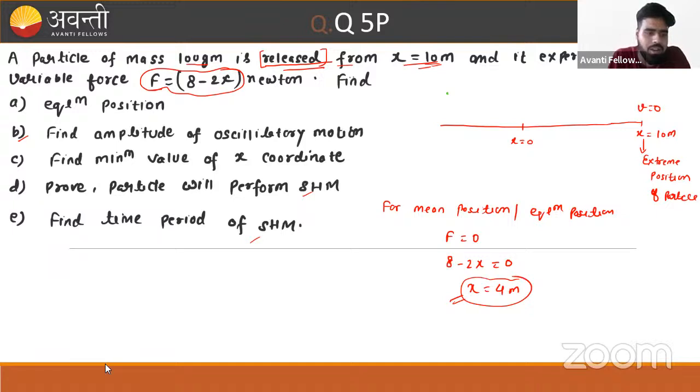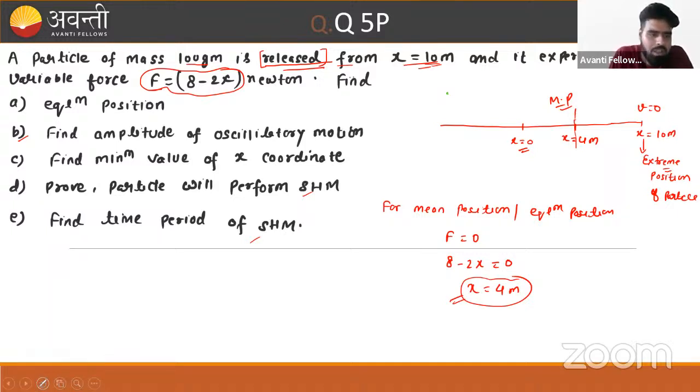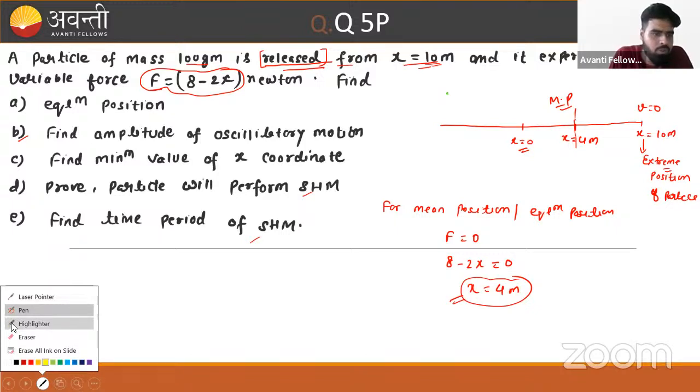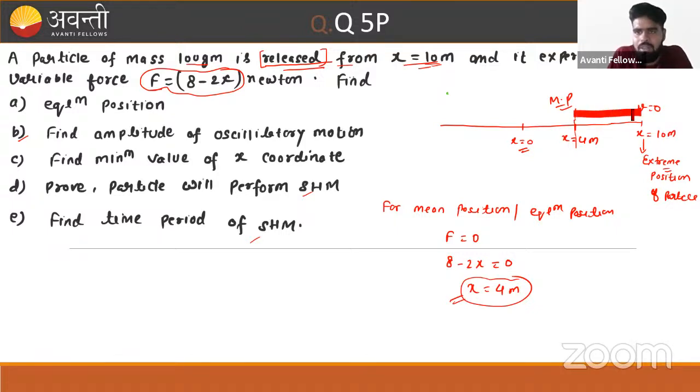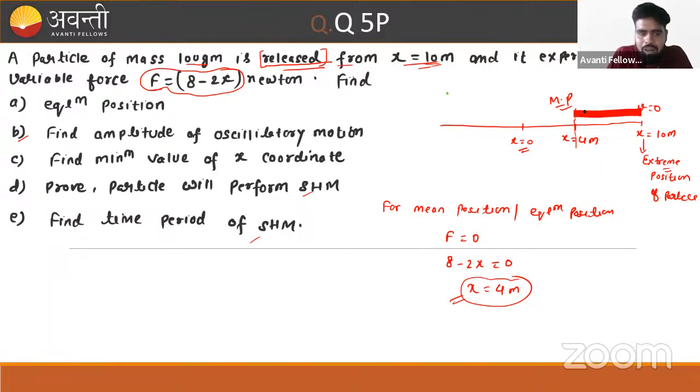So if we assume x equal to 0 here, then somewhere here is x equal to 4 meter. And this particular point that we are searching for is the mean position. Once we get the mean position, and we have already found the extreme position, we know that the gap between the mean position and the extreme position is known as the amplitude. Yes or no, guys? Tell me yes or no. So we can clearly say this is our amplitude.